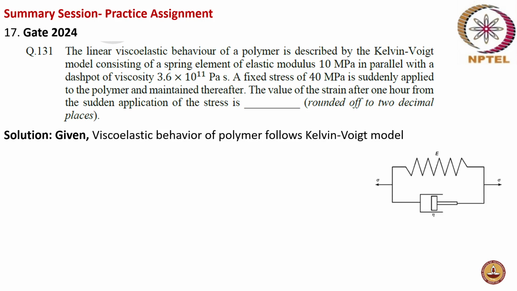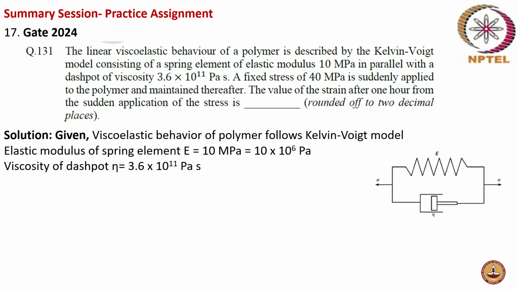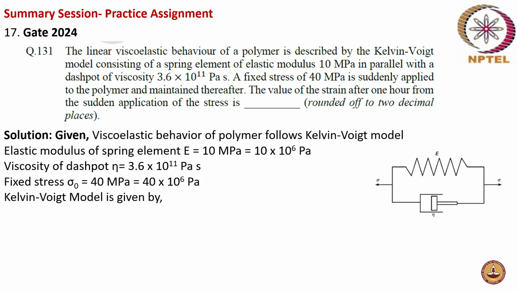Okay, so you have your spring and dashpot in parallel. In this case, different stresses will be taken up by the spring and dashpot, but your strain will be the same, constant. This is a creep experiment where you are applying a constant stress. They've given the modulus of the spring and the viscosity of the dashpot, and then they've given the fixed stress that is being applied.